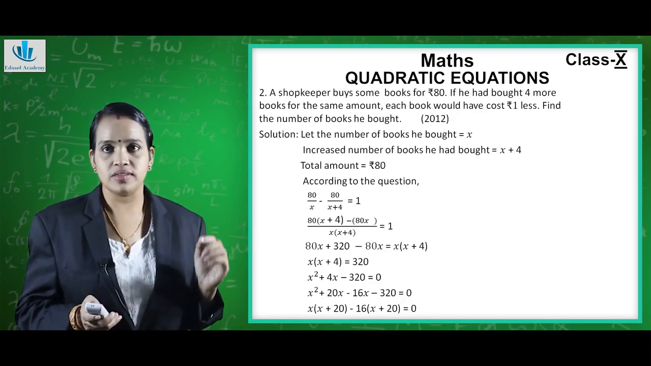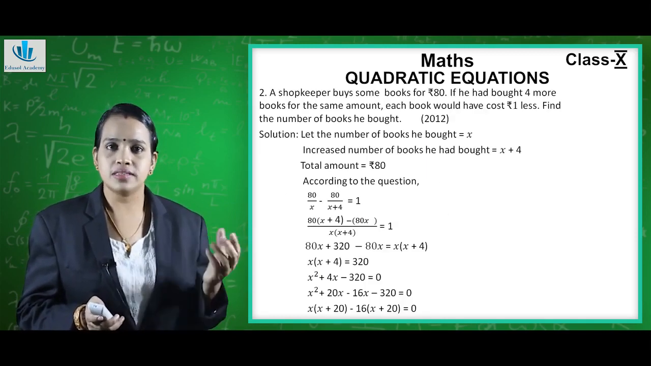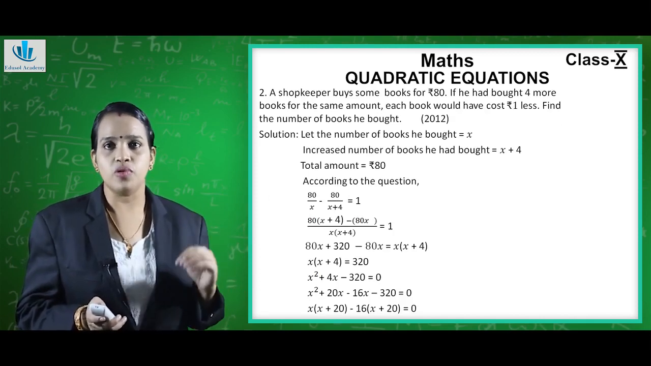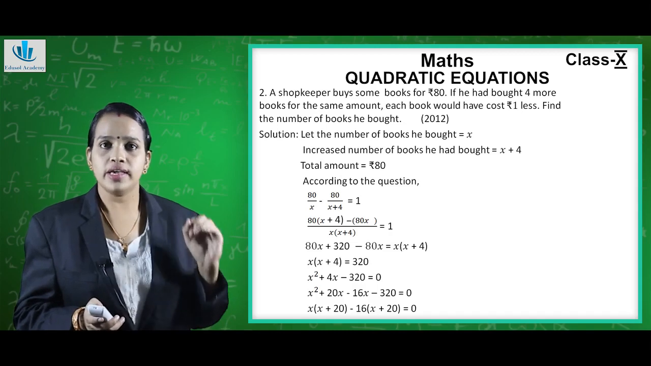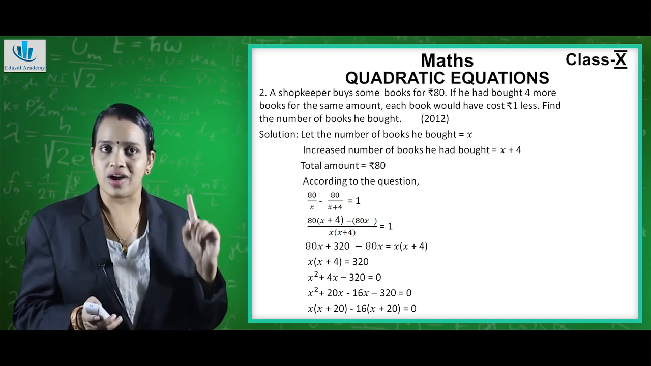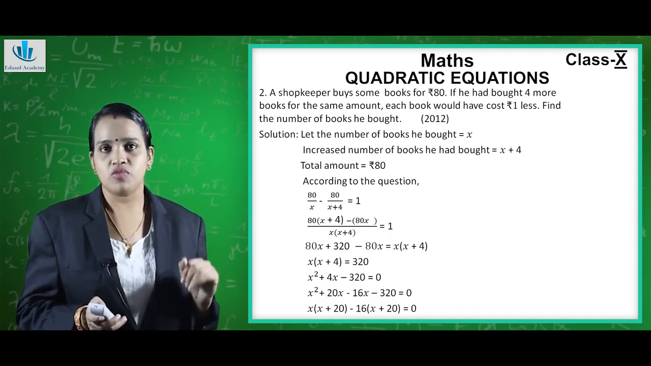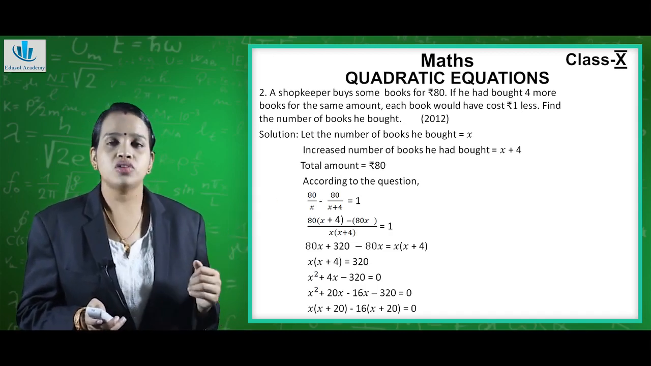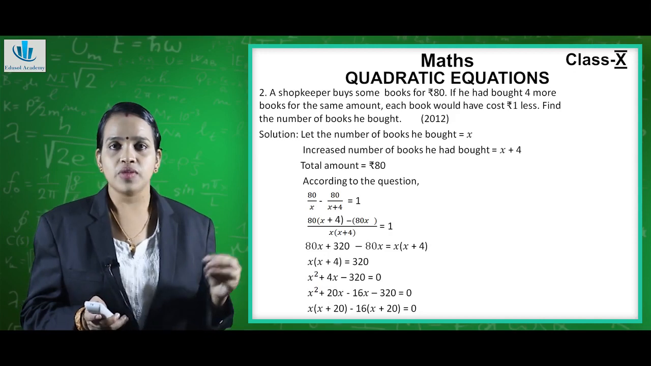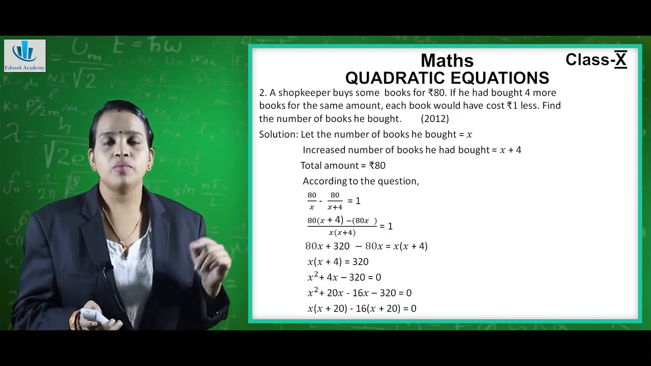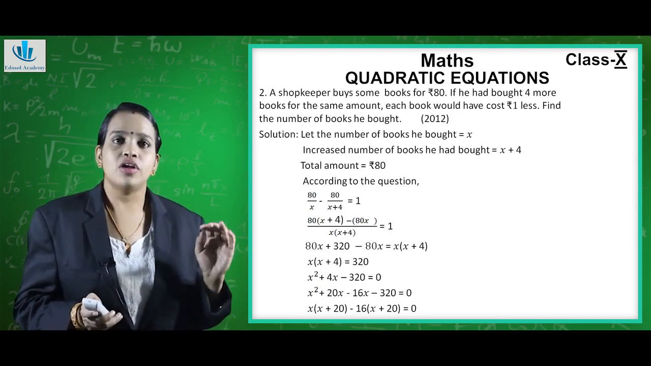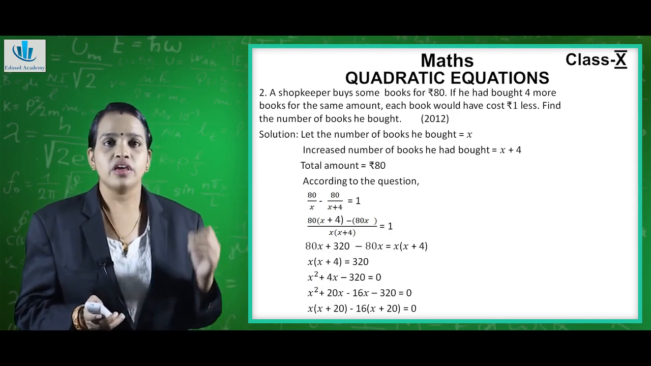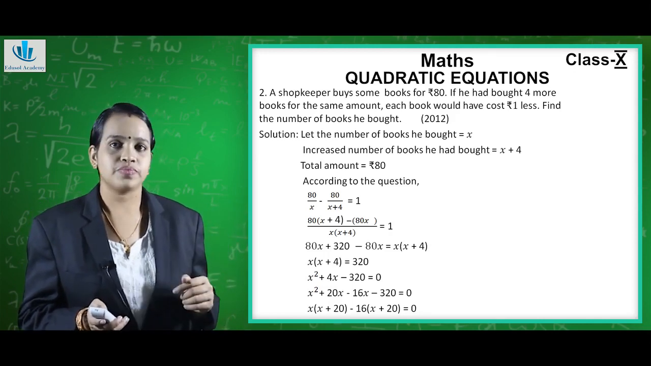Now our next question is, a shopkeeper buys some books for rupees 80. If he had bought 4 more books for the same amount, each book would have cost rupees 1 less. Find the number of books he bought. Now this question has appeared in the year 2012. A shopkeeper buys some books, that is the number of books we don't know, but the amount is 80. Now what he did, he again bought 4 more books, but this time each book he got for rupees 1 less.